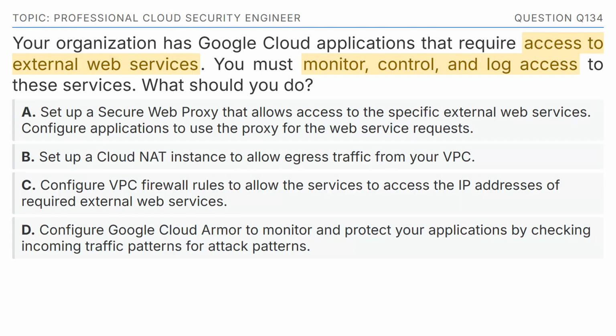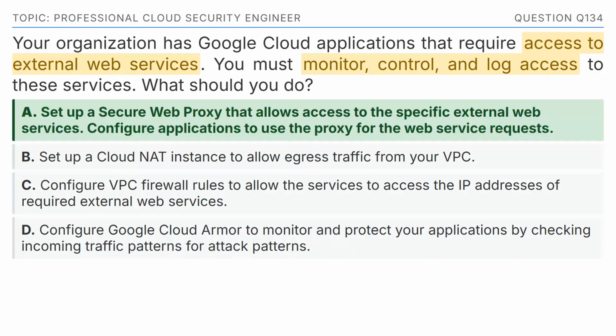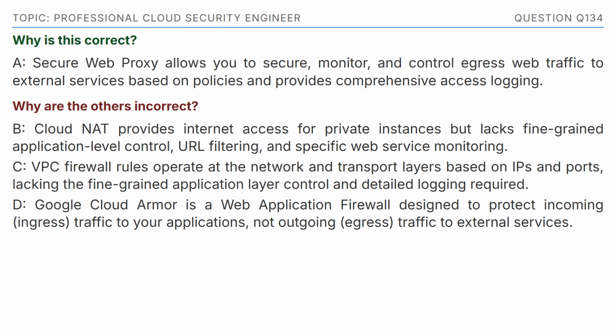To arrive at the correct answer, we focus on the keywords: access to external web services; monitor, control, and log access. The correct answer is option A, set up a secure web proxy that allows access to the specific external web services. Configure applications to use the proxy for the web service requests. Why is this correct? A. Secure web proxy allows you to secure, monitor, and control egress web traffic to external services based on policies and provides comprehensive access logging. Why are the others incorrect?